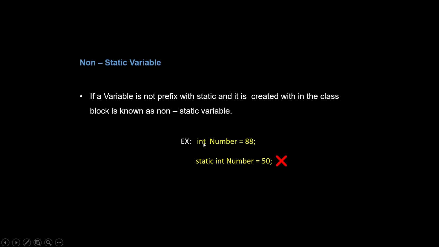See, here we have an example: int number = 88. If this number is present inside a class block, then this is called a non-static variable. If your variable is annotated or prefixed with static, then it is not known as a non-static variable. It is considered a static variable.